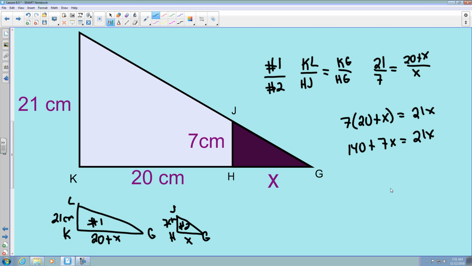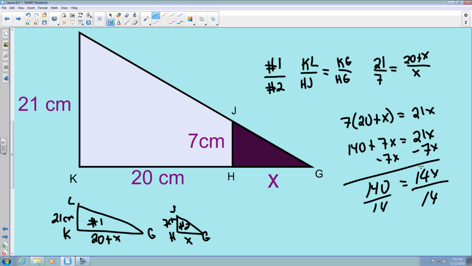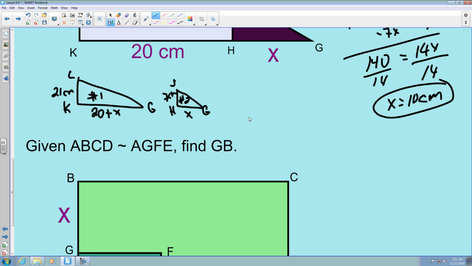So since I got variables on both sides, I just got to get it on one, so I'm going to subtract 7X from both sides. I got 140 is equal to 14X. Divide everything by 14. I get X equaling 10, and it was centimeters. Okay.